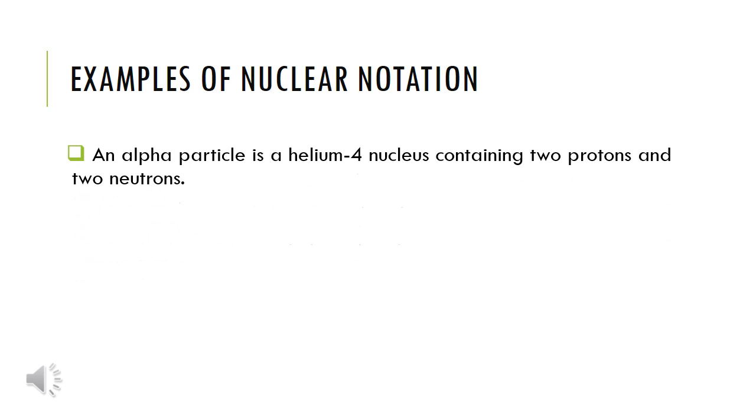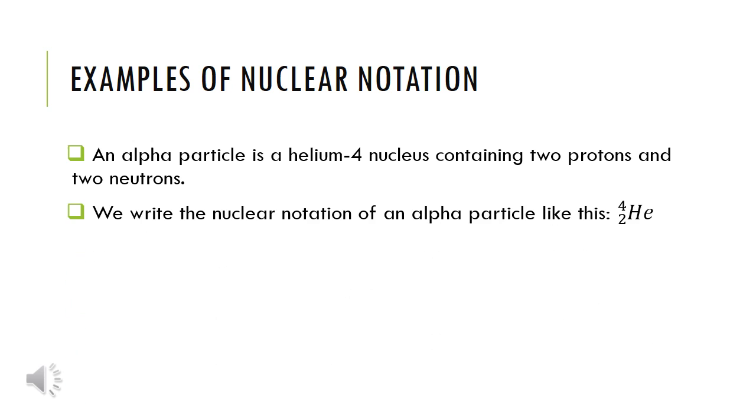So what does this nuclear notation look like? Let's look at a couple of examples. An alpha particle is a helium-4 nucleus, which contains 2 protons and 2 neutrons. So the way that we write this as an isotope symbol or nuclear notation is with the He, which is the symbol for helium. The 4 at the top is representing that mass number of 2 protons plus 2 neutrons, and the number at the bottom, the 2, is the atomic number of helium. So this all together is representing our alpha particle.